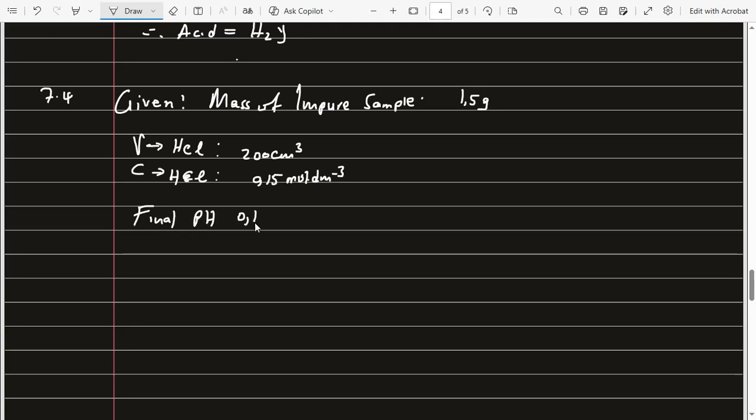Okay, so next thing, we have the balanced equation and the final pH. The pH is not 0.16, but 1.61. Right, guys, I don't know what's the issue with my pen.